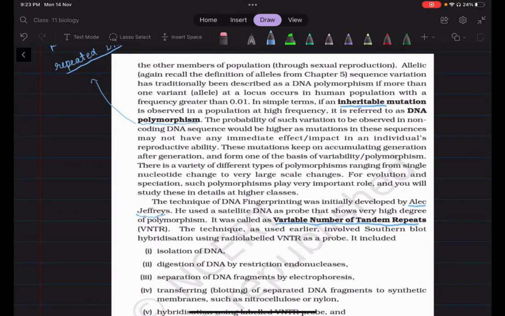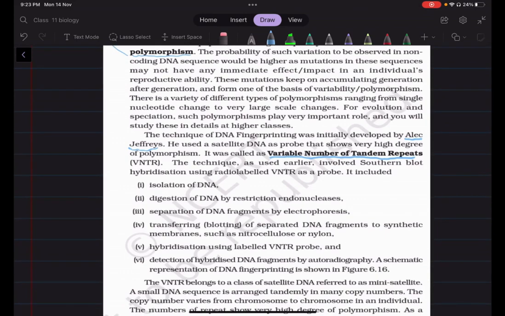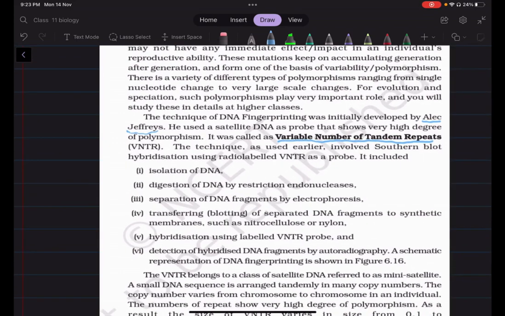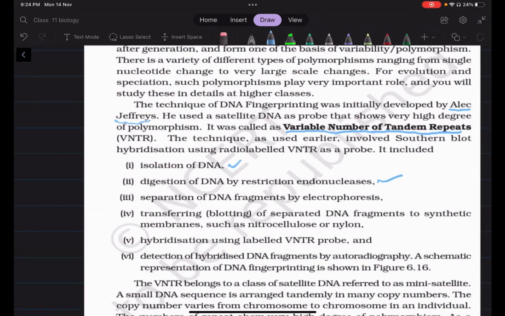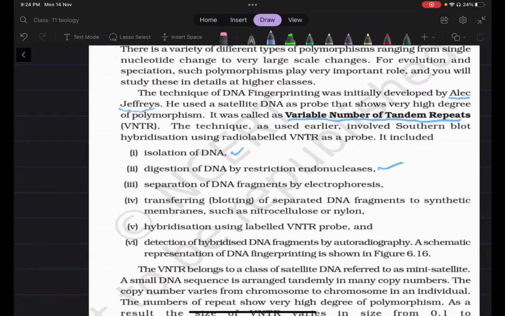So how exactly is this technique done? First is the isolation of DNA. It is done with the help of restriction endonucleases. We know that these endonucleases cut the DNA. They are molecular scissors, right? They cut the DNA, and these DNA fragments are separated by electrophoresis. Electrophoresis is a technique we use to separate DNA fragments, which we will learn in biotechnology.